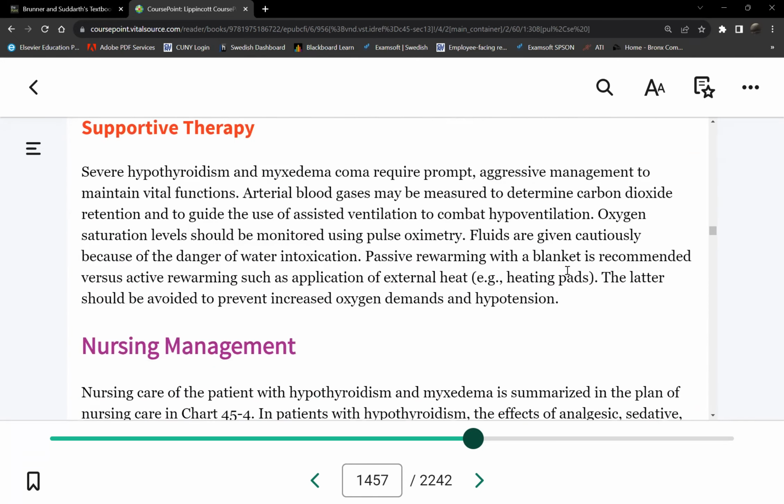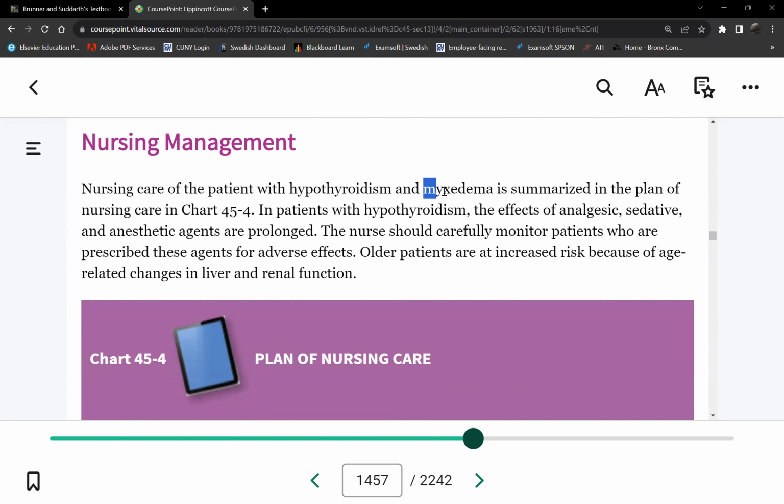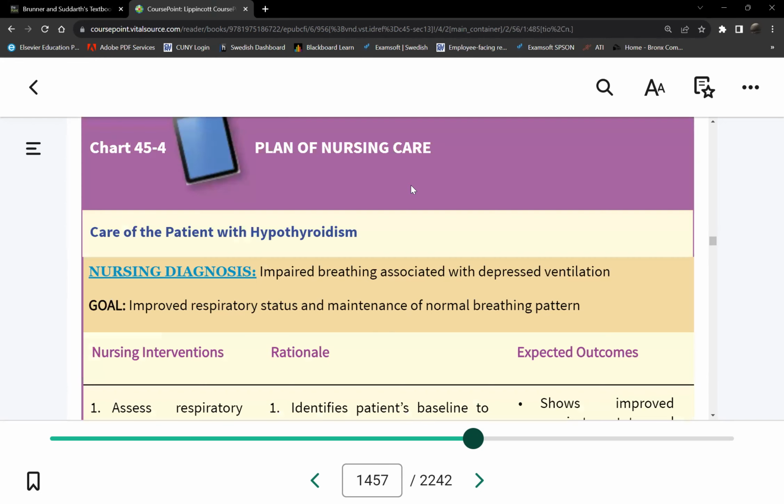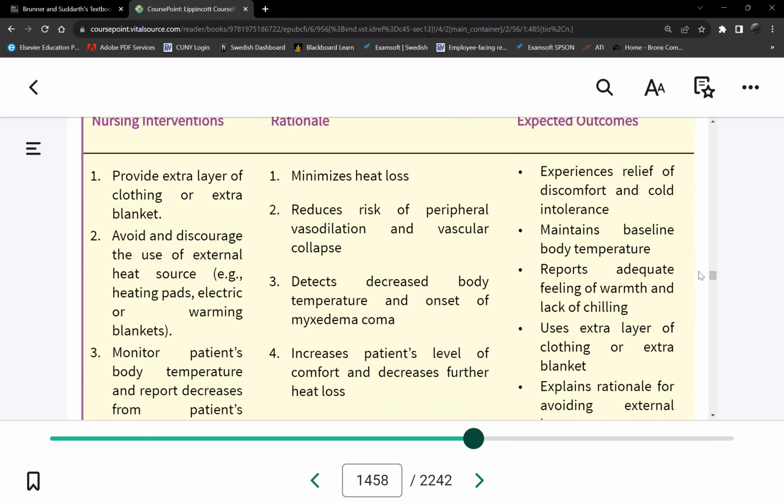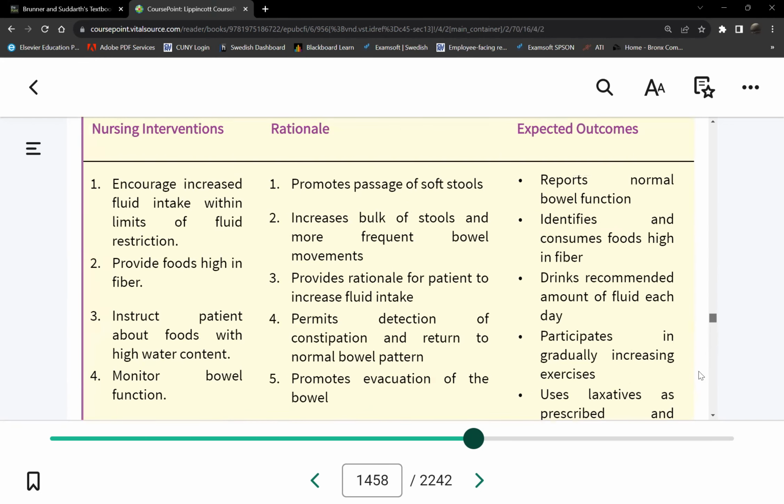Let's go to the complications. Life-threatening complications are summed up under myxedema. Myxedema, the formal name is myxedema coma. The coma there is actually a late sign. The patient will die from respiratory depression, shock, hypoglycemia, etc., before they go into a coma. Let's look at the causes and therefore prevention.